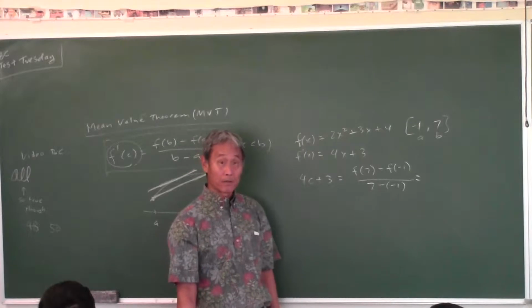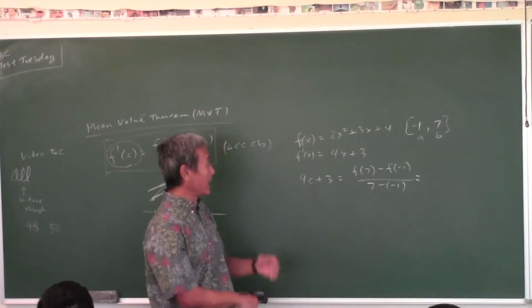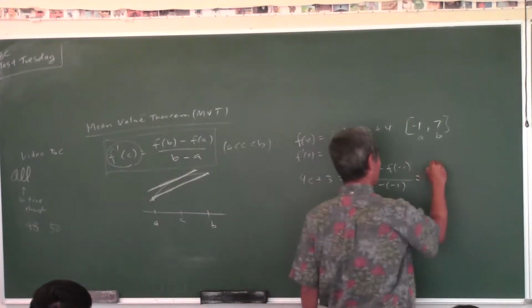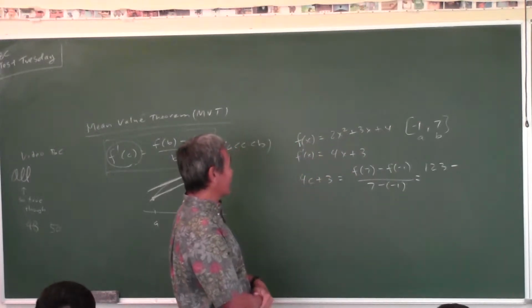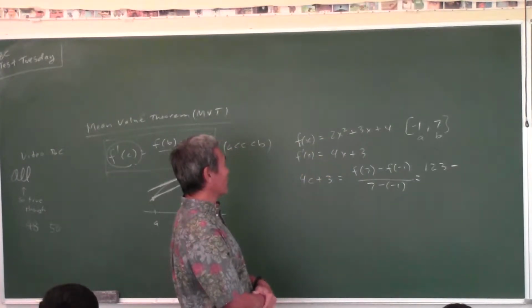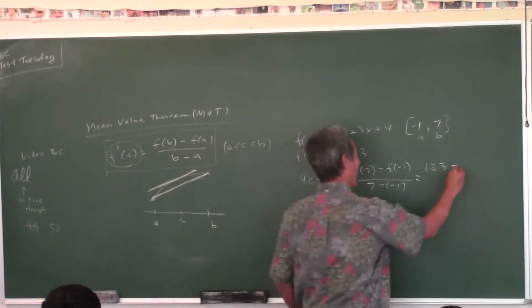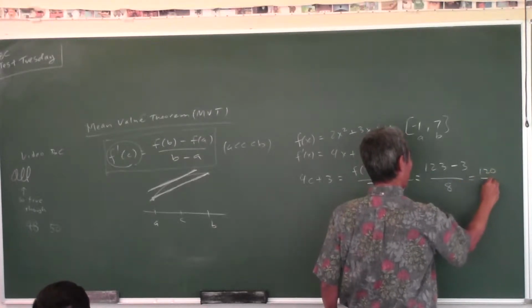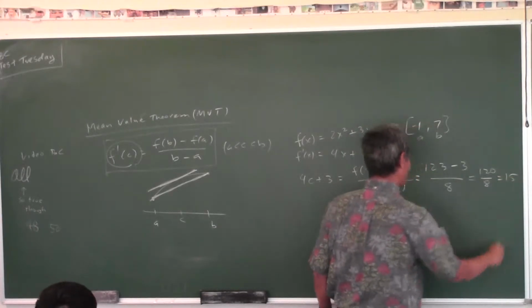98 plus 123 is correct? I'll do the bottom. Minus f of -1, that would be 2 minus 3 plus 4, 3. 3 all over 8. 120 over 8, which simplifies to 15.